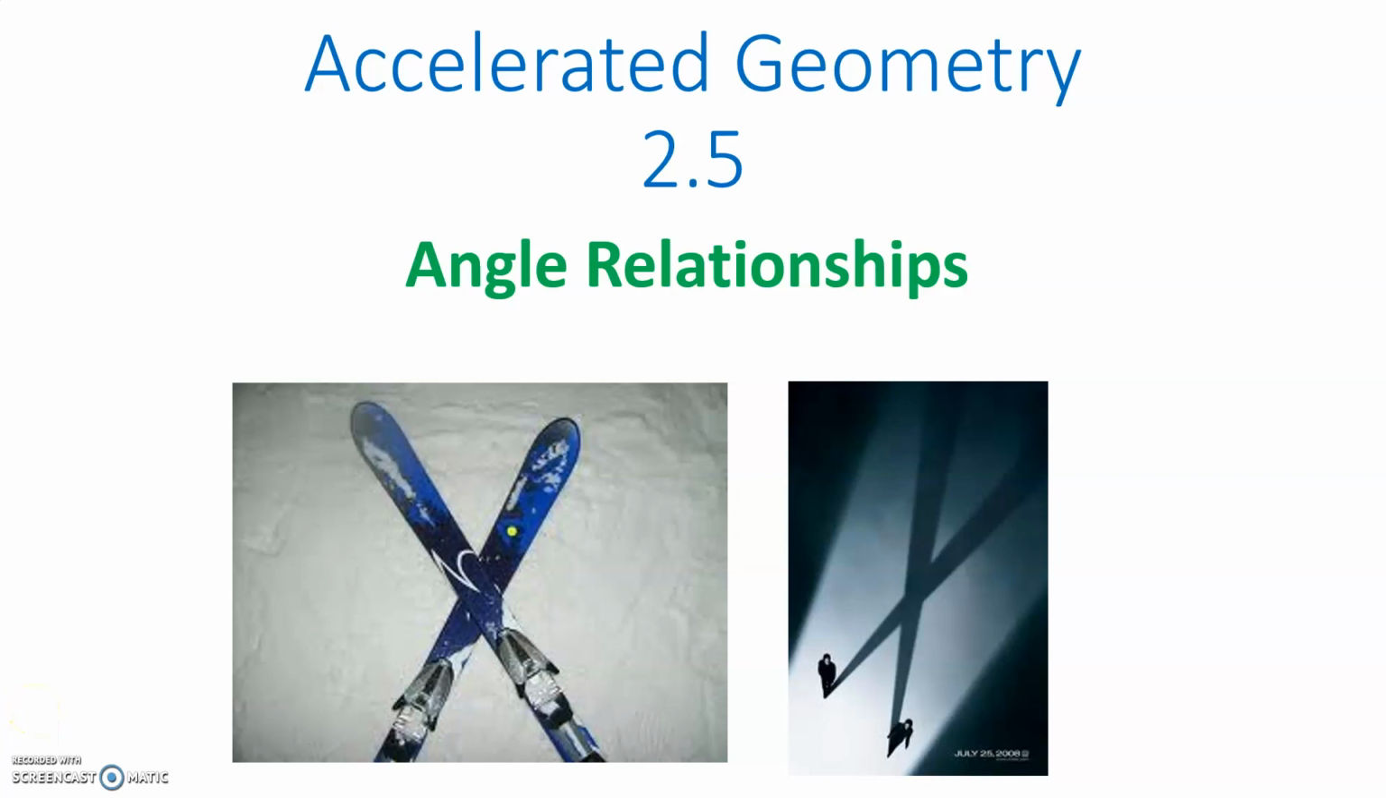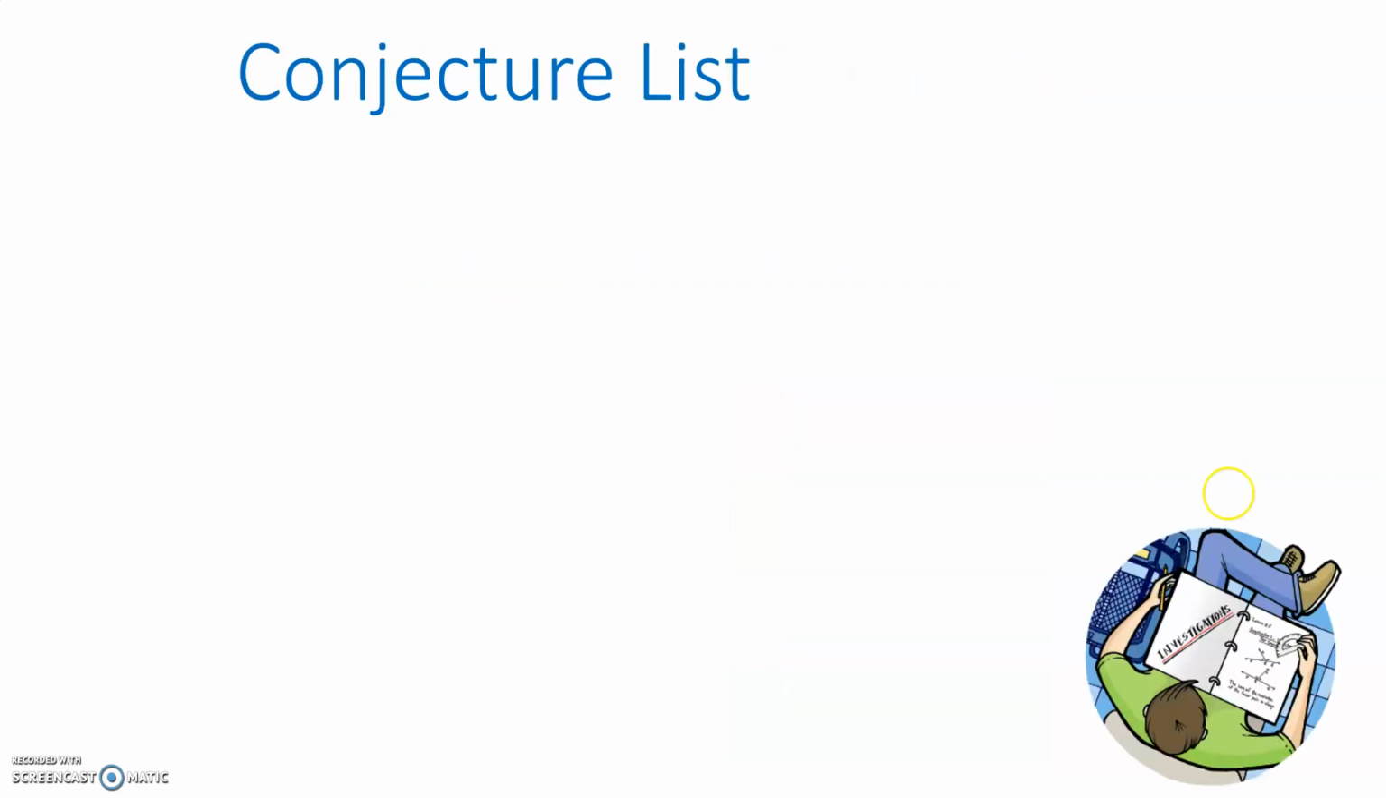This is Accelerated Geometry, Section 2.5, Angle Relationships. So I have a picture of two skis that are crossing, and a picture of two shadows that are crossing. That's going to come into play later when we're talking about angles. This is just for our class.